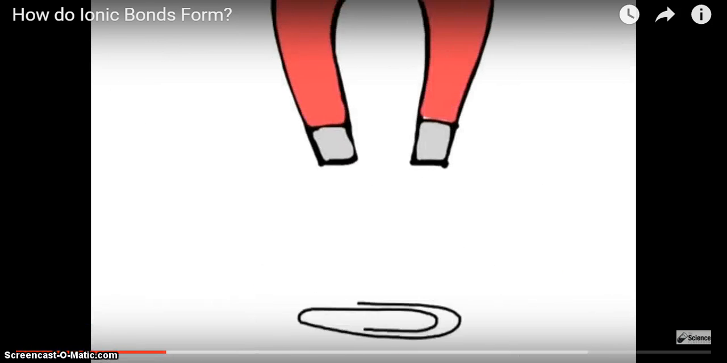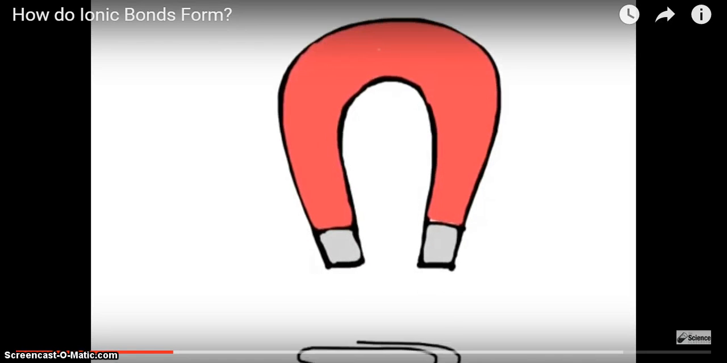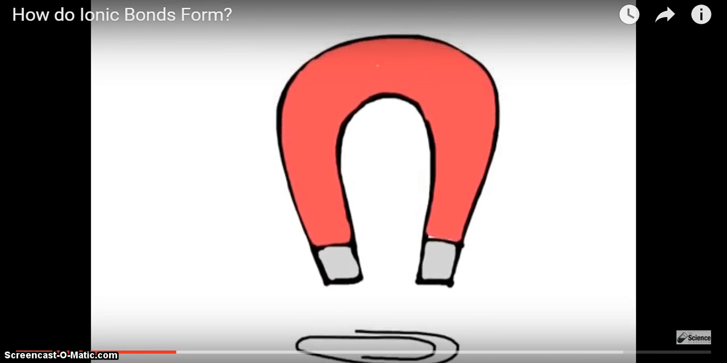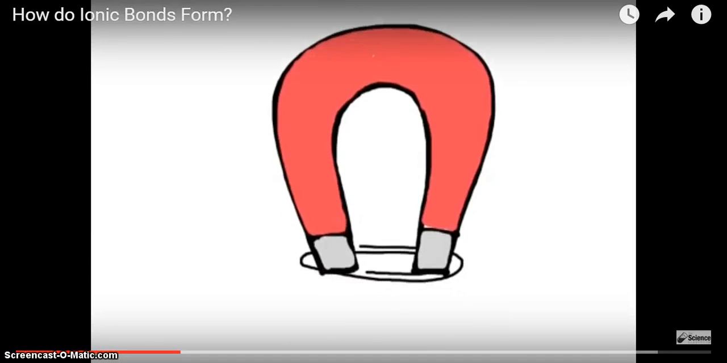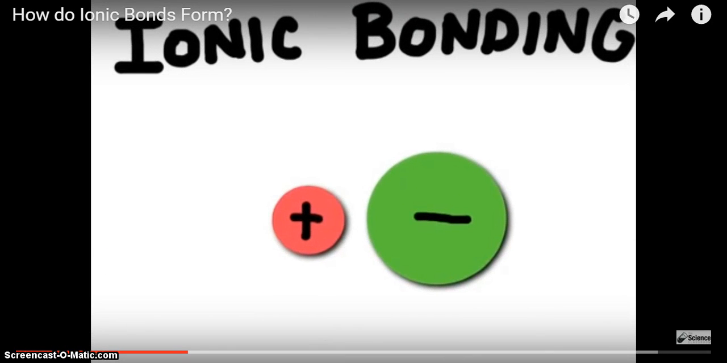It's the same kind of idea as a magnet picking up a piece of metal. So when you bring a magnet close to something like a paperclip here, it's going to attract that paperclip and they're going to stick together. That's the same kind of idea we have here with our ions.